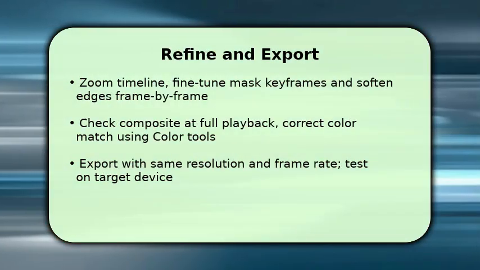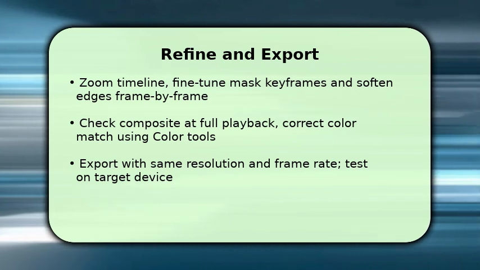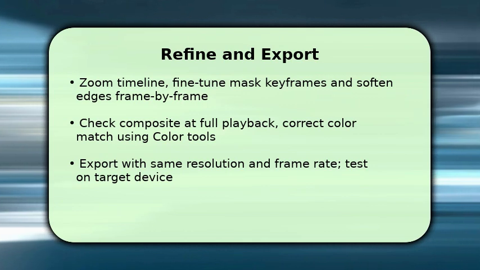Finish by refining the mask and matching the foreground to the new background so the result reads as one scene. Go frame by frame near problem areas, adjust mask points and feathering, and use color tools, temperature, exposure, saturation, to blend lighting and perspective. Once it plays smoothly, render using the original resolution and frame rate to avoid artifacts.